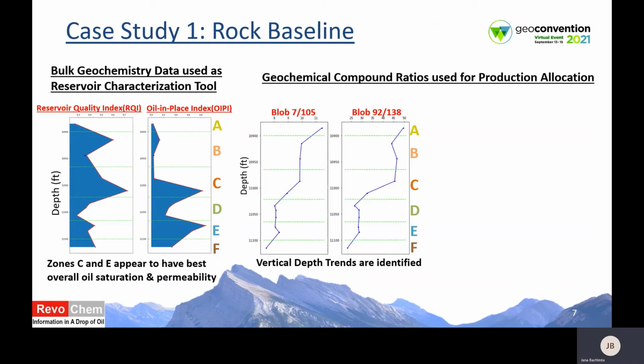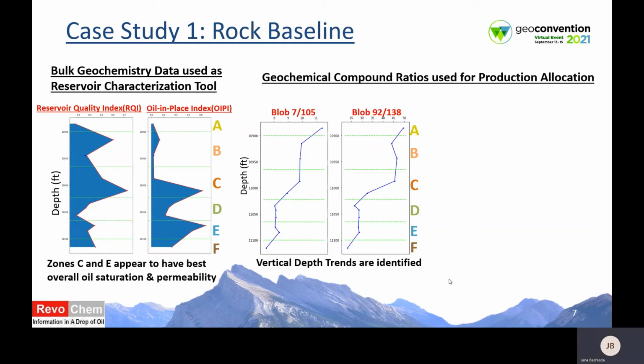Next, we use geochemical compound ratios for production allocation. So here you can see 4 different compounds. Now, these compounds are made into ratios, and we look at the vertical depth trends that are identified by these ratios. Now, these are just 4 compounds of many. We look at hundreds of ratios when we're calculating production allocation.